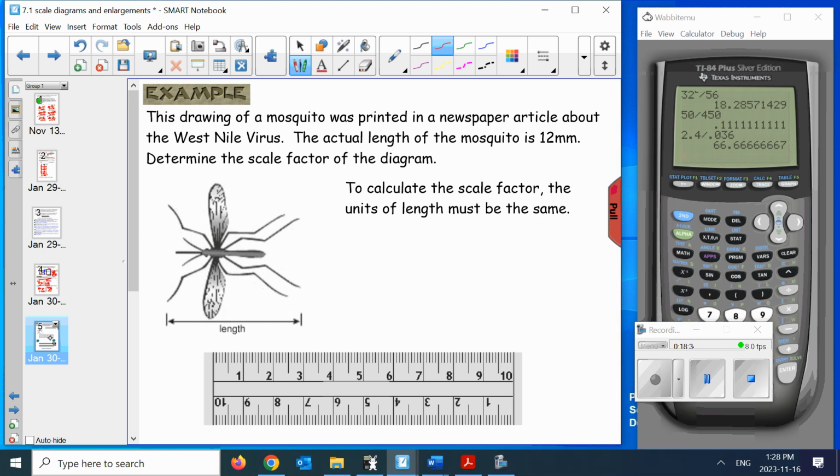It's from the textbook. I didn't draw that. I scanned it. The textbook did. Example. The drawing of a mosquito was printed in a newspaper article about West Nile virus. The actual length of the mosquito is 12 millimeters. Determine the scale factor of the diagram.